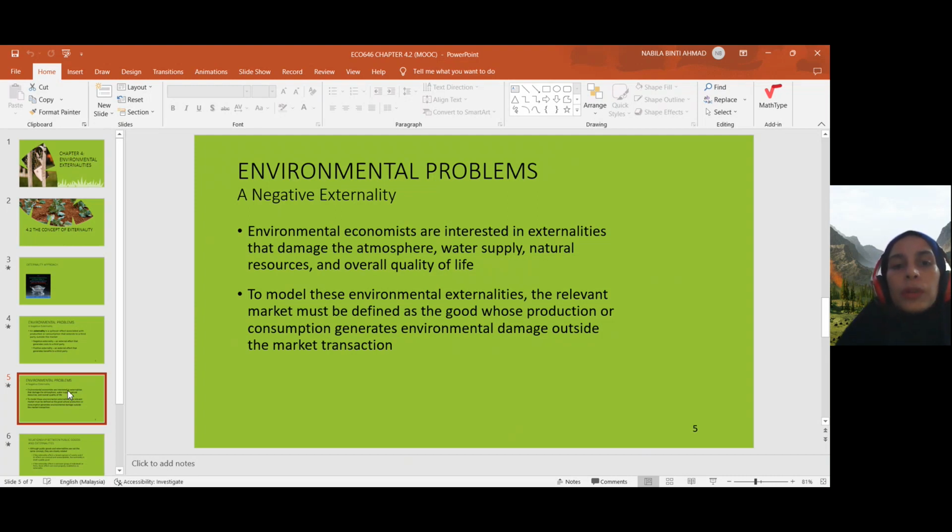So why we only talk about negative externality? Actually, yes, positive externality leads to a good thing. But for negative externality, we need to have a proper way to reduce it so that our future generation has the opportunity to enjoy all the natural resources that have been left to them, right?